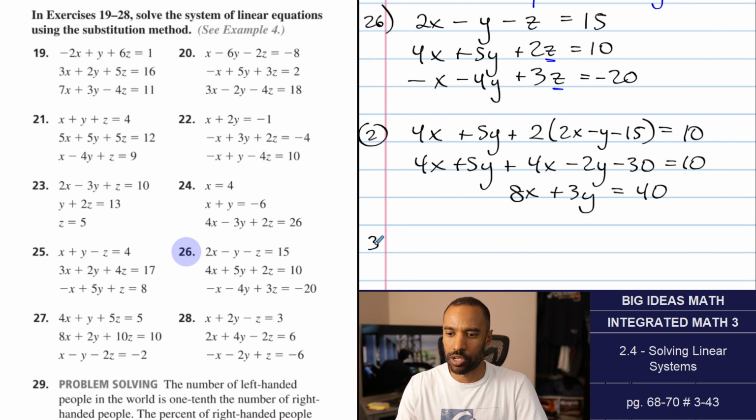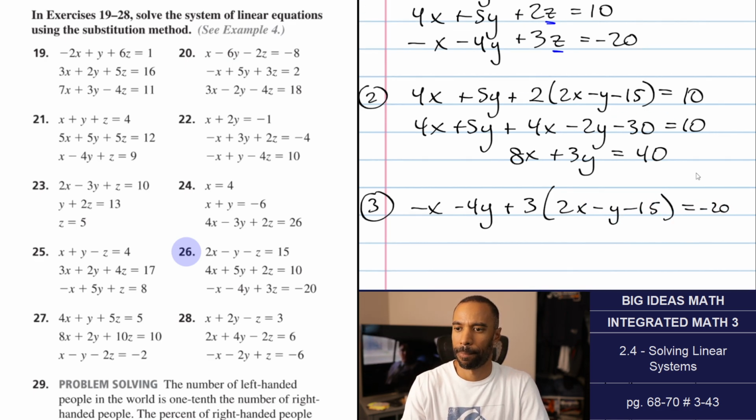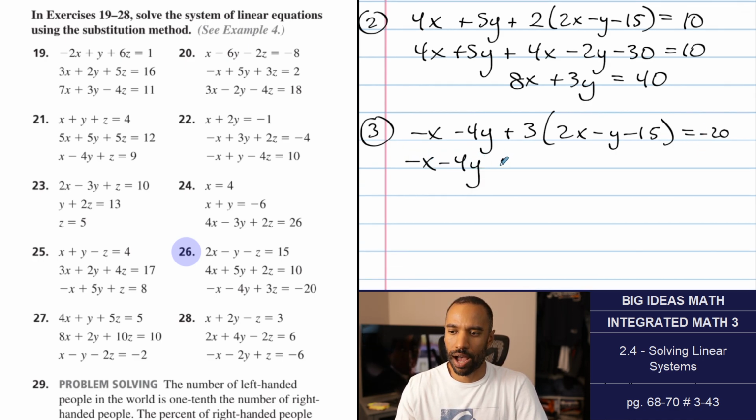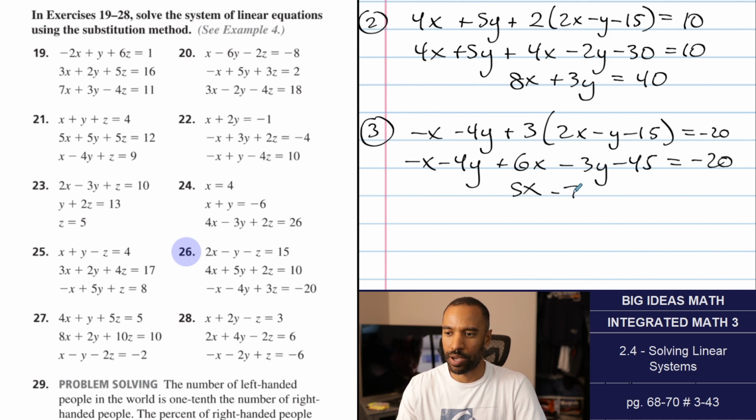Let's now go to equation 3 and write that as negative x minus 4y plus 3z equals negative 20. Okay? So that's negative x minus 4y plus 6x minus 3y minus 45 equals negative 20. Substitution's not bad. I do think it's longer, though. Negative x plus 6x is 5x. Negative 4y minus 3y is negative 7y. Add 45 to both sides and you get 25.